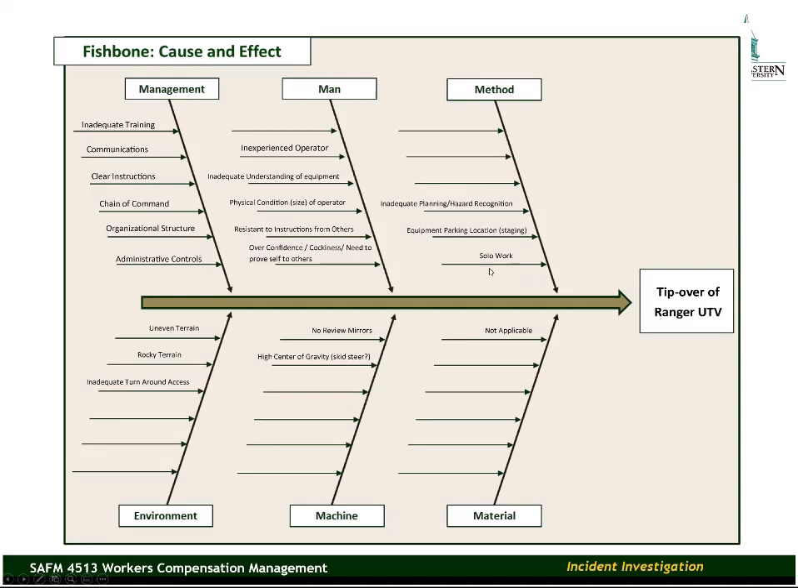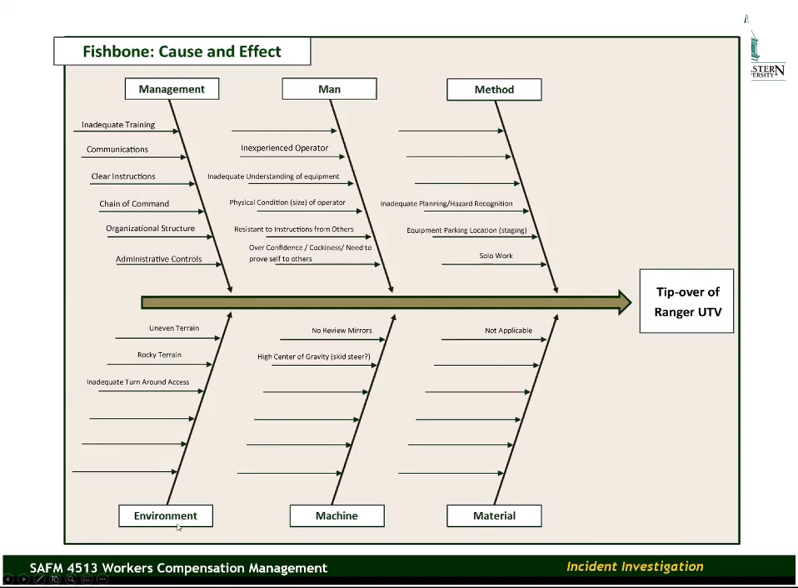Because what happened, he ended up backing this thing onto a rock because he couldn't see the rock. And when he backed that rear tire up on the rock, that, along with his weight, resulted in the thing tipping over on its side. If he had had somebody with him, somebody spotting for him, he may not have run over the rock.